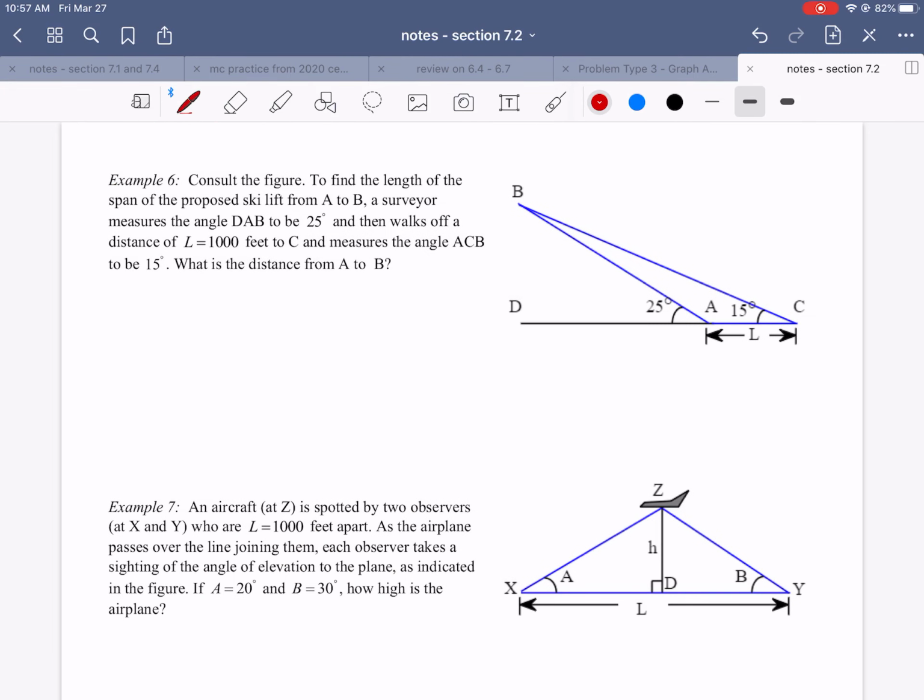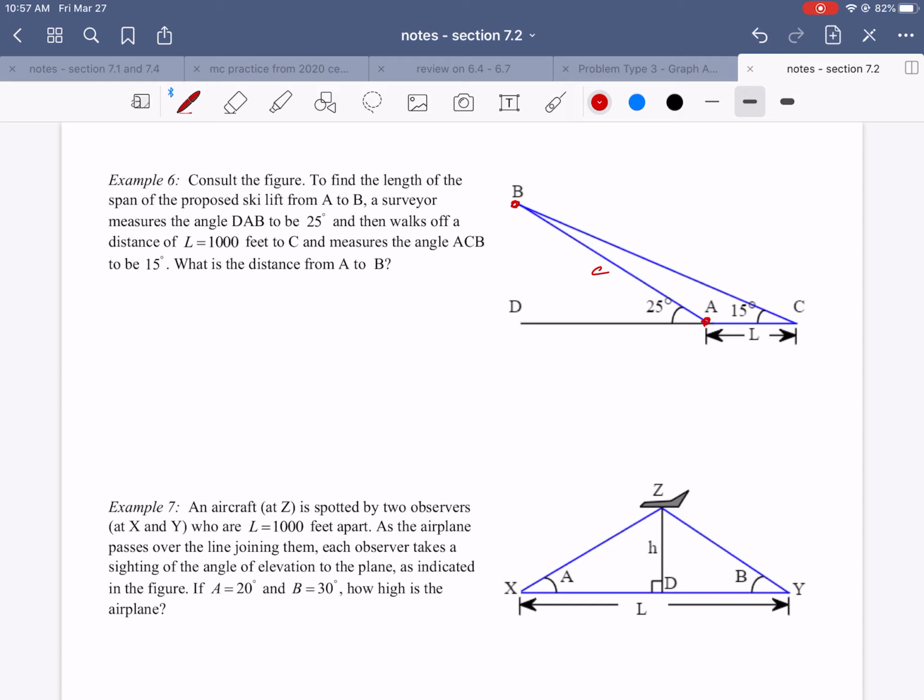Okay, we'll finish the day by talking about 3 word problems. So in example 6, we're given a really nice figure here. It says to find the length of the span of a proposed ski lift from a point A, which is here, until a point B. And that's what we're going to be finding in this problem. So you can call it X, or you could call it little c if you wanted to. That might actually be better since it's across from angle capital C, just to call it little c.